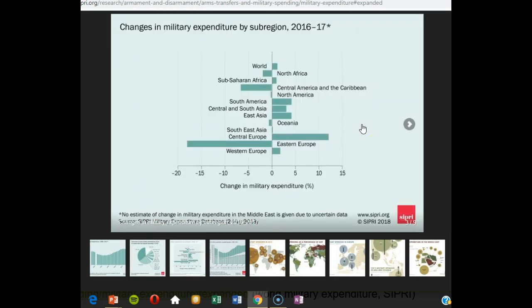Have a look at this. Changes in military expenditure by sub-region. So what it's showing on this graph is how many countries or how many regions have spent more and how many have spent less. So that's how the amount they've spent in military expenditure has changed between 2016 and 2017. So in the world generally, there's been an increase in military expenditure. Yay, how great is that?